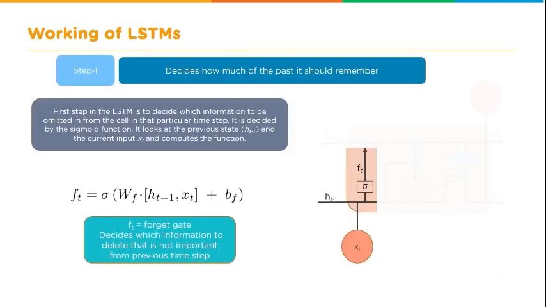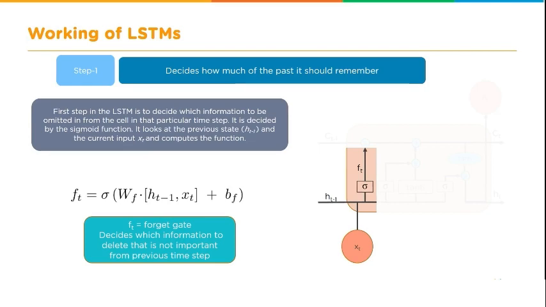So step 1 decides how much of the past it should remember. The first step in the LSTM is to decide which information to be omitted from the cell in that particular time step. It is decided by the sigmoid function. It looks at the previous state, h of t minus 1, and the current input, x of t, and computes the function. So you can see over here we have f of t equals the sigmoid function of the weight of f, h at t minus 1, and then x at t, plus, of course, a bias, as with any of our neural networks.